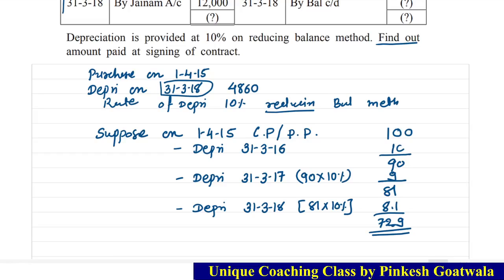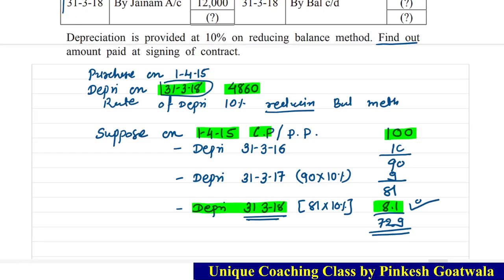Now how do we get the cash price? Very simple. On 31st March 18 our depreciation is 8.1. In that case, on 1st April 15 our cash price is 100, right? And our actual depreciation is 4860. So we just have to put that in a step and we get the answer.